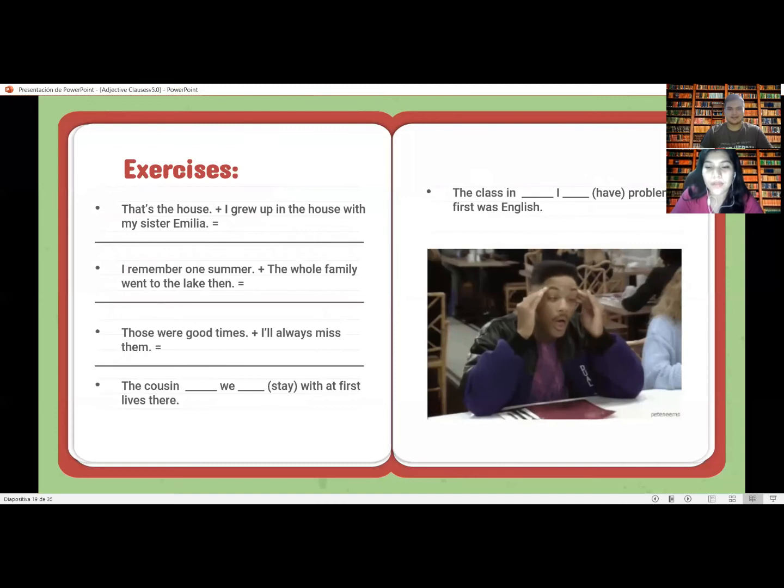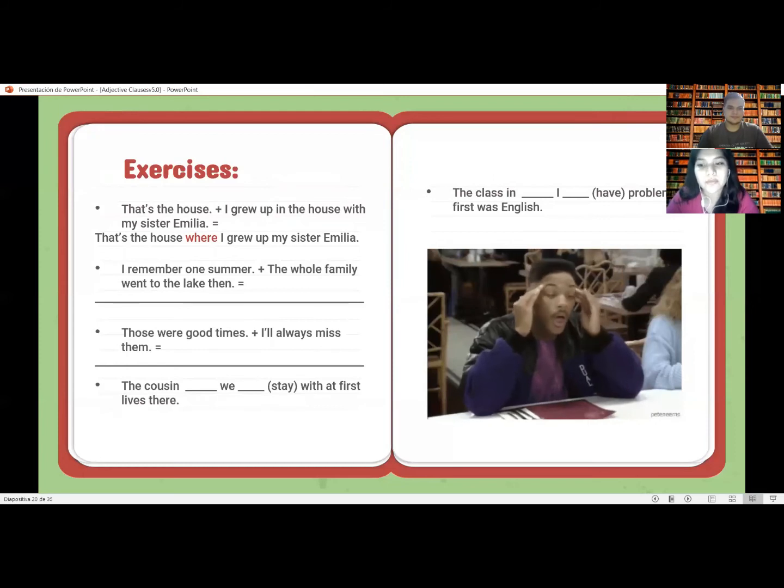That's the house plus I go out in the house with my sister Emilia. And the correct sentence is that's the house where I go out with my sister Emilia, because it refers to the house. I remember that summer plus the whole family went to the lake then. The correct sentence is I remember that summer when the whole family went to the lake. This refers to summer time.